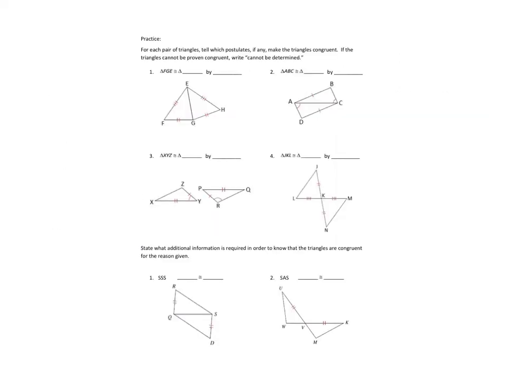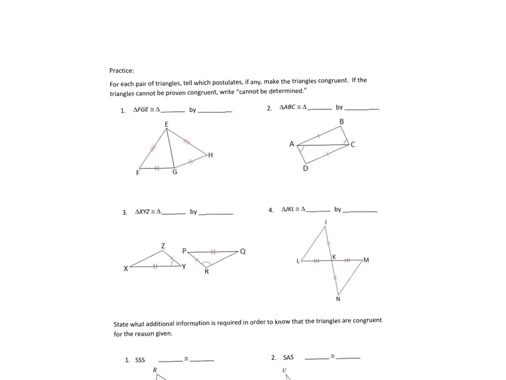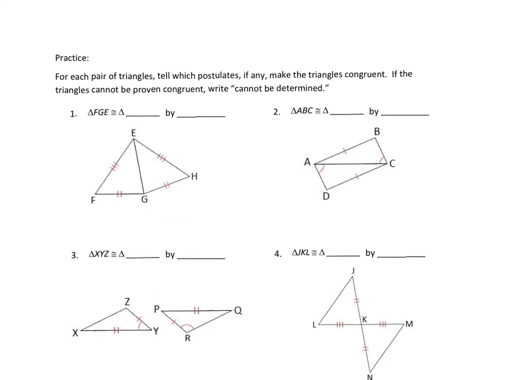All right, so let's take a look at some practice problems on this. Now, to make things clear, folks, for each pair, we're going to tell which postulates, if any, make the triangles congruent. If the triangles cannot be proven congruent, we're going to write cannot be determined. Our first thing we should always do is determine if the triangles are congruent, naming whatever method we use. If the triangles aren't congruent, we write can't be determined, and we do not name any congruent triangles, okay? The order in which we name them does not matter.